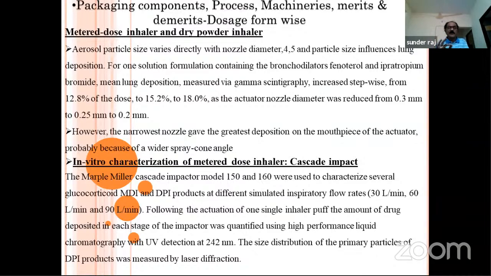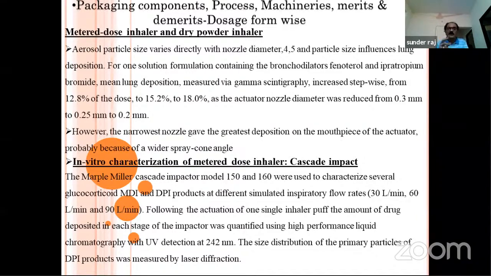The Marple-Miller cascade impactor model 150-160 was used to characterize several glucocorticoids. I told you, students, MDI and DPI products are tested under different simulated conditions, because this equipment will simulate our whole respiratory system. The simulated flow rates were 16 liters per minute and 90 liters per minute. These are the various flow rates.